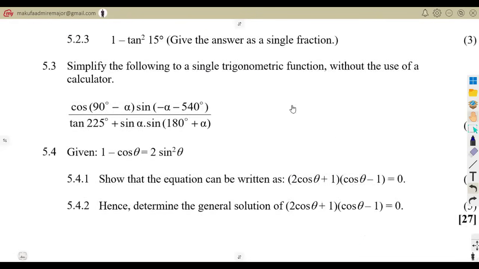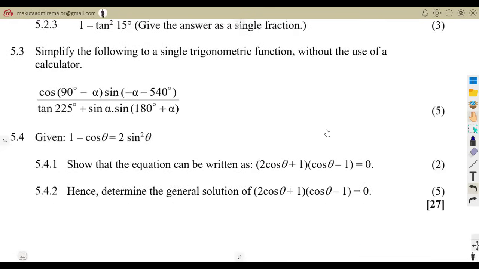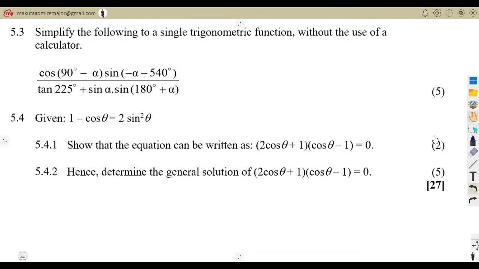So this is how your questions, guys, are given as 3 marks for that. 5.3, express or simplify the following to a single trigonometric function without the use of a calculator. All right, 5.3. So let's try to reduce, guys. The cos of 90 minus alpha from our co-function, remember, is equivalent to the sine of alpha. This is the sine of alpha times.